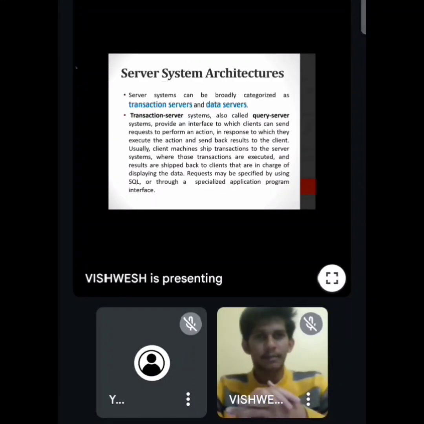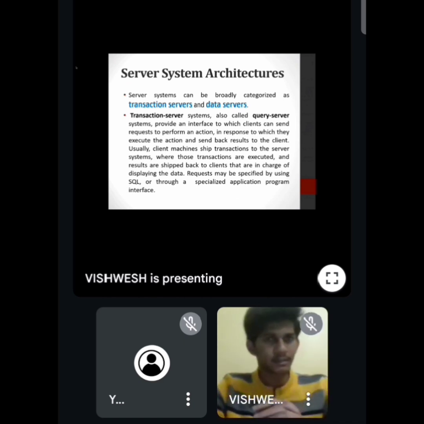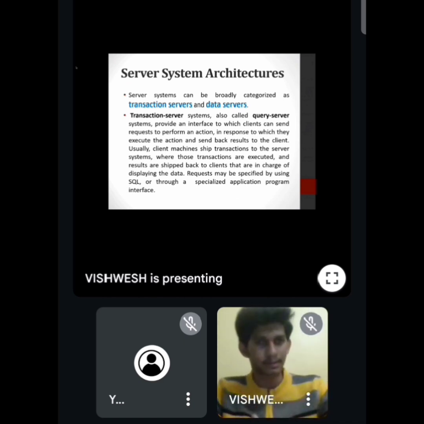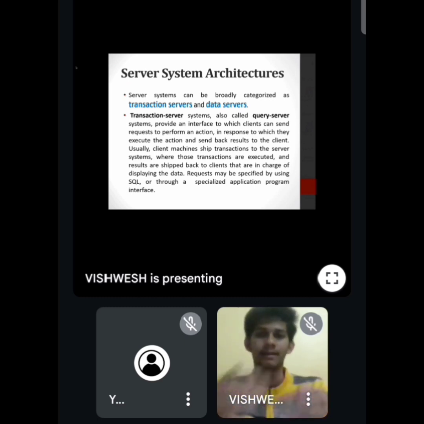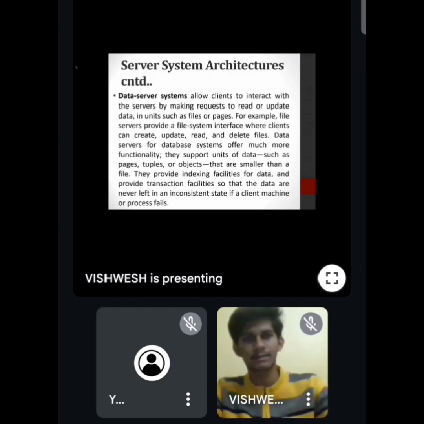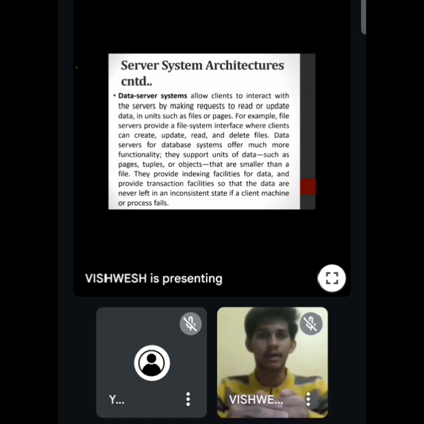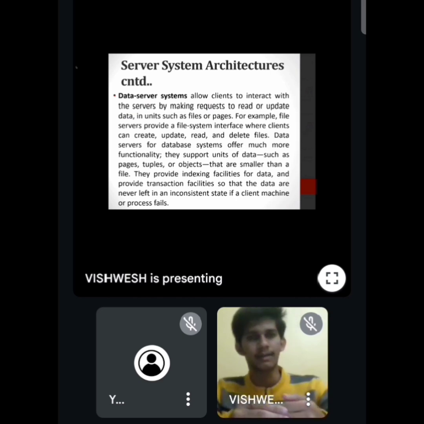Topic is server system architectures. Server system architectures are categorized into two types: transaction servers and data servers. Transaction server systems are also known as query server systems, which provide an interface to which clients can send requests to perform an action, in response to which they execute the action and send back results to the client. And the second is data server systems, which allow clients to interact with the server by making requests to read or update data in units such as files or pages.